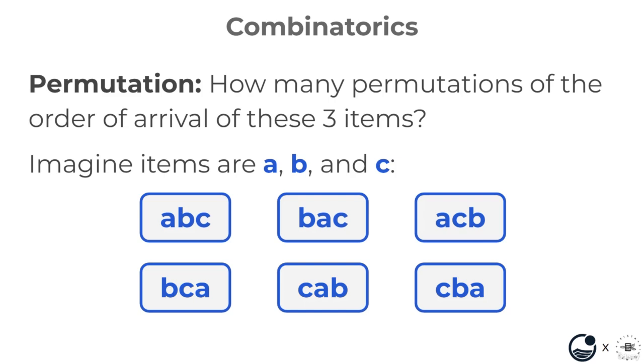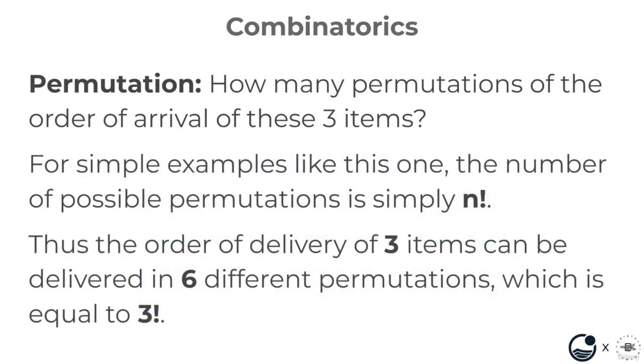That's easy to do with just 3 items. But what if you have 10 items or 15 items? How do you actually calculate the permutations? Well, for simple examples like this one, the number of possible permutations is simply n factorial. Thus, the order of delivery of 3 items can be delivered in 6 different permutations, which is equal to 3 factorial. So, if we were to apply that formula, n factorial, we have 3 items, which means it's going to be 3 times 2 times 1, which is 6 different permutations. So permutations in a simple example like this one is just equal to n factorial. That's the number of ways you can arrange or order a set of objects.